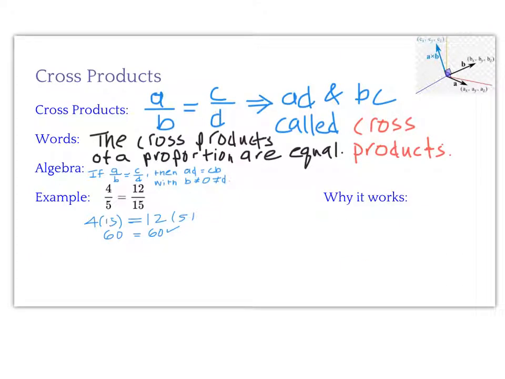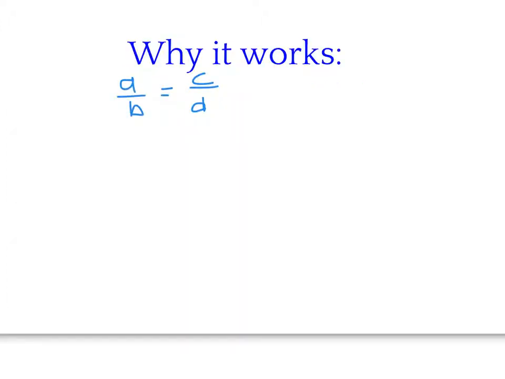Why it works. This is going to make use of the least common denominator. So we'll create a proportion, and we'll note that the least common denominator of b and d equals b times d. So we're going to multiply through both sides of the equation by the common denominator.